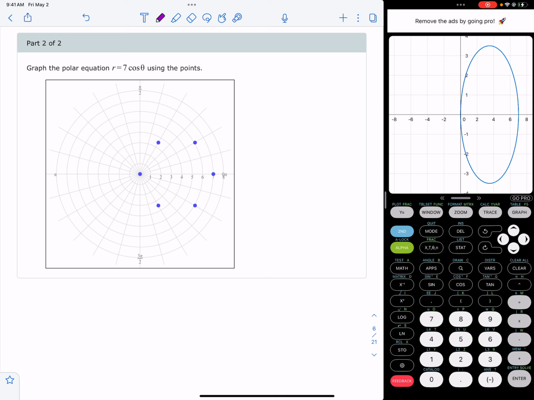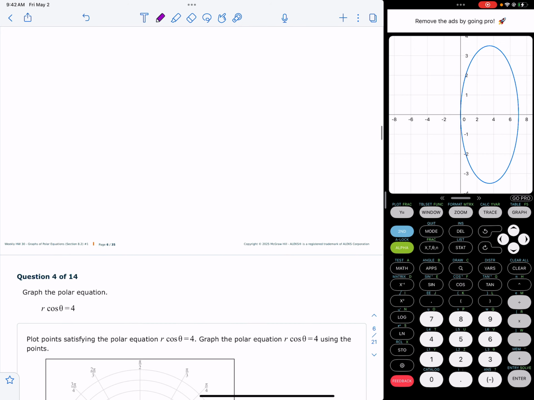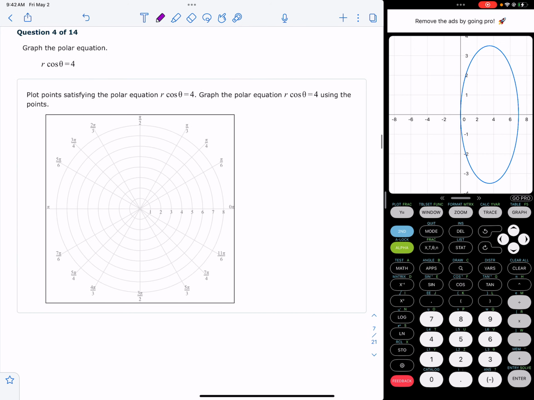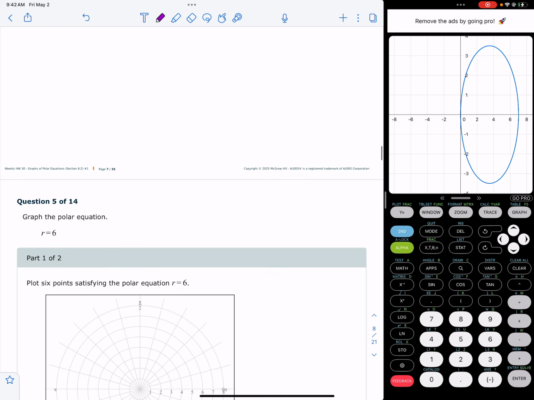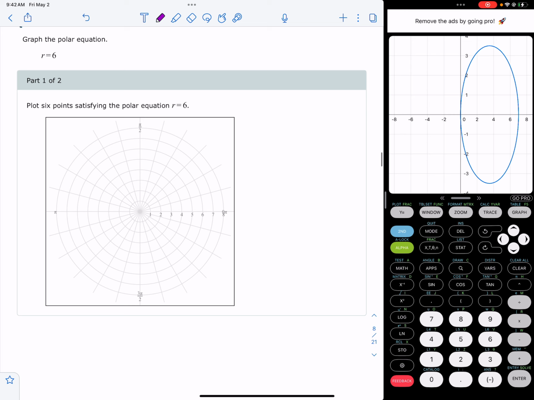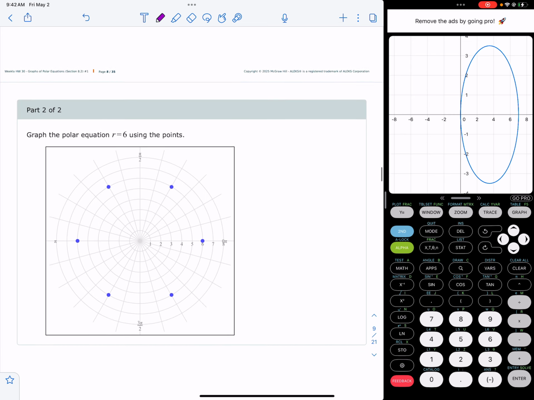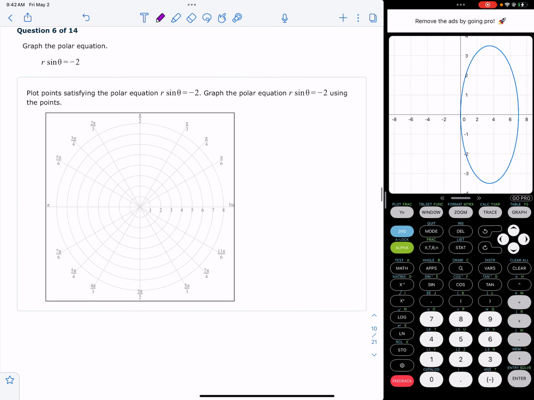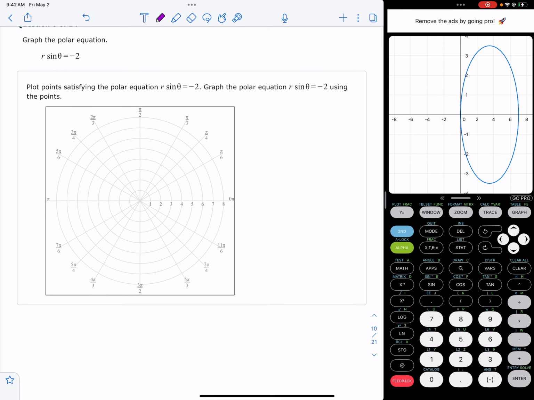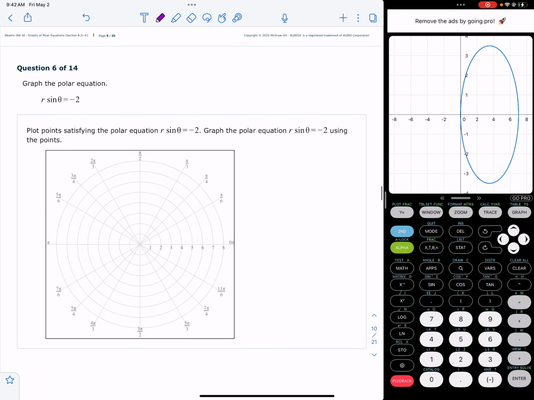Okay, this one already has the points there, so you just have to, same here, you're going to do the same thing. Now this is going to end up being a line through 4. And this is a circle with radius 6, so you guys get that. There's the points. And this one is a straight line through negative 2.